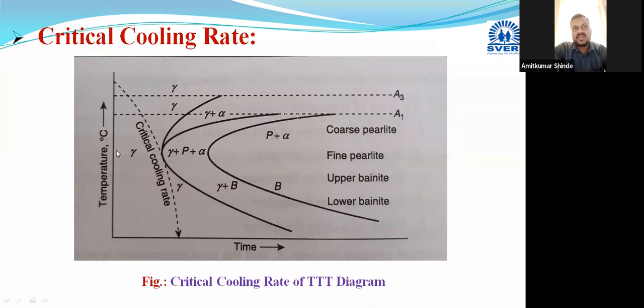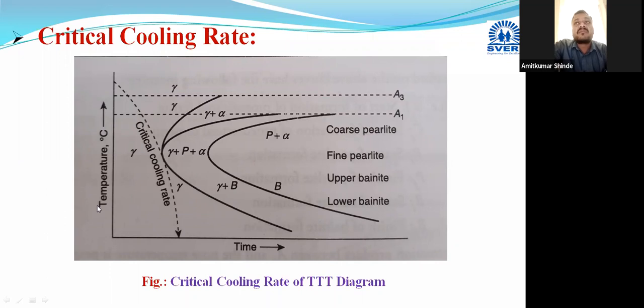And if carbon percentage decreases, then this critical cooling rate will move towards the left side. In the sense that you have to use the fastest cooling rate, you will get the fast cooling rate as your critical cooling rate with low carbon percentage, and if high carbon percentage is there, a slow cooling rate can be considered as a critical cooling rate. If carbon percentage is more, this diagram shifts towards the right side. If carbon percentage is less, this diagram shifts towards the left side.